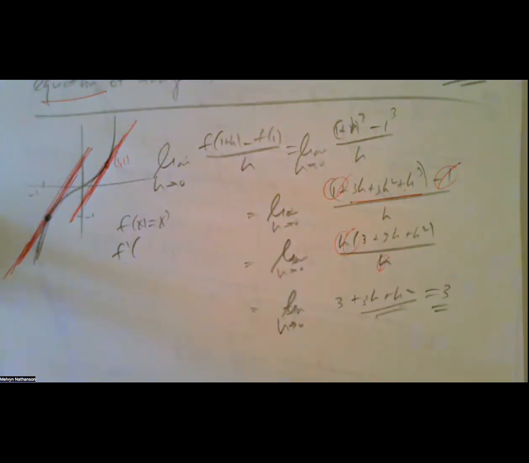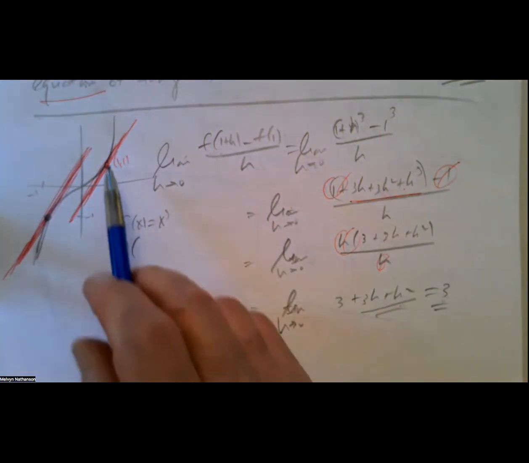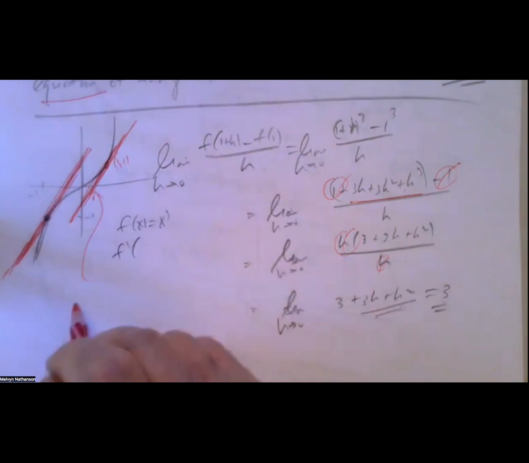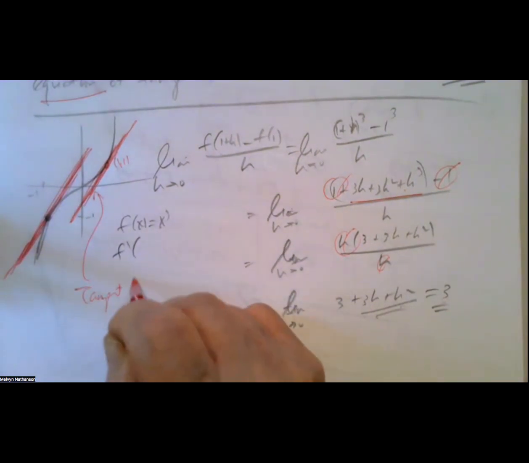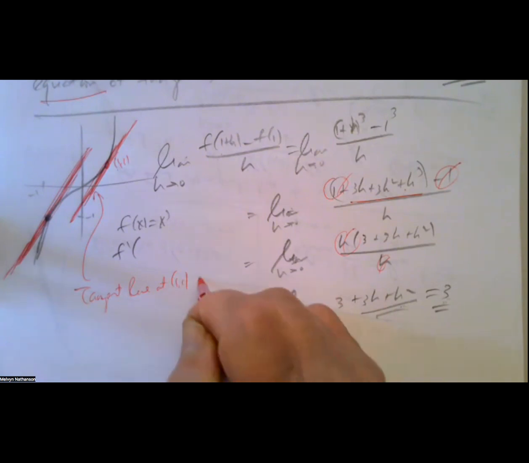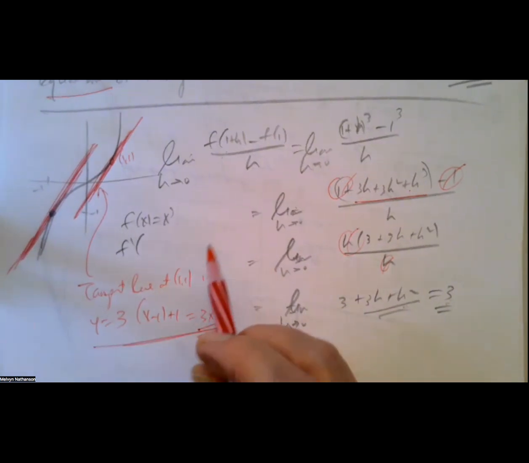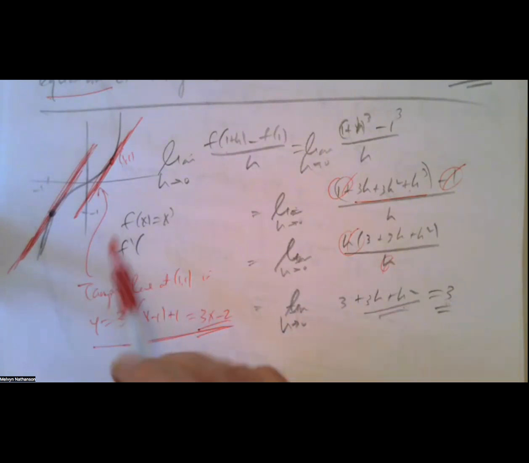So since that's what I calculated, let me calculate that line first. So this tangent line has slope 3, and it goes through the point 1, 1. So the tangent line at 1, 1 is y equals the slope 3 times x minus 1 plus 1, is 3x minus 3 plus 1, 3x minus 2. So y equals 3x minus 2 is the tangent line at 1.